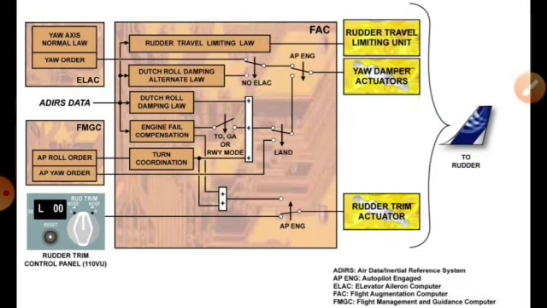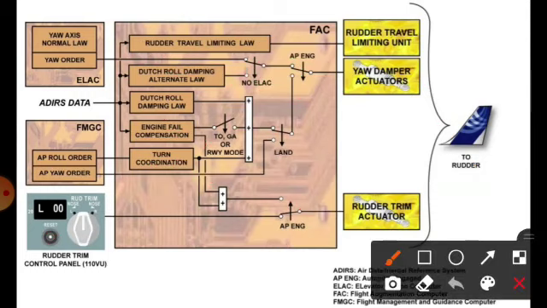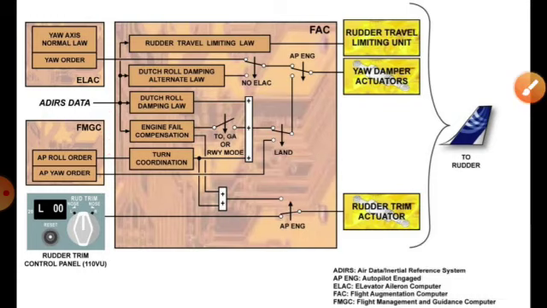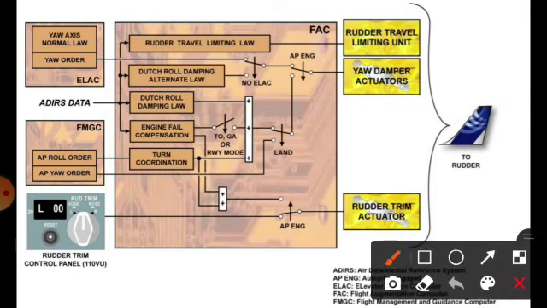So one more thing, ADIRS data. ADIRS data is available also to the FAC when the FAC is in control or autopilot is engaged. Also this ADIRS data is available to the ELAC. So when the ELAC controls, ADIRS data is used by the ELAC, or when the FAC controls, ADIRS data is used by the FAC.